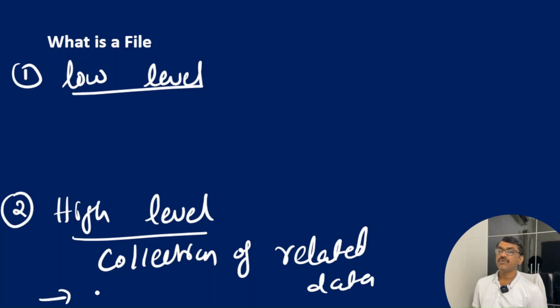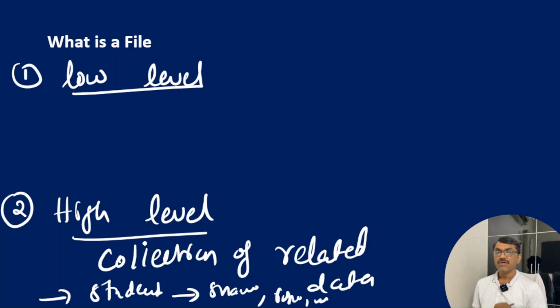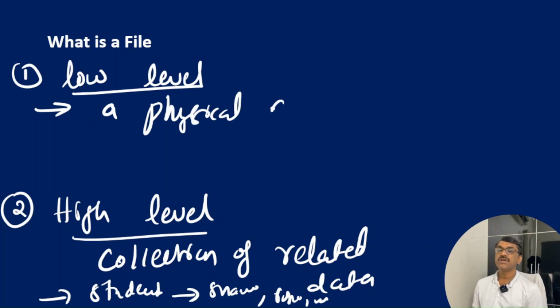For example, if you take a student file, it is going to store the information: student name, roll number, marks. So that's why we are saying that it is a collection of related data. Here, the abstraction is at high level, not at low level. Now, when you talk about the low level, we are coming to the low level abstraction concept. That means, in this case, the definition of a file can be given as: it is a physical abstraction of secondary storage.